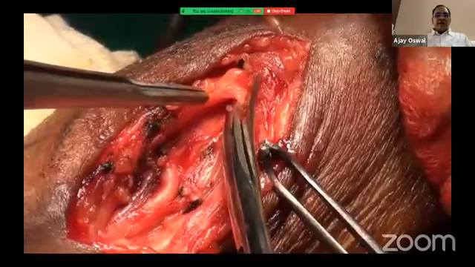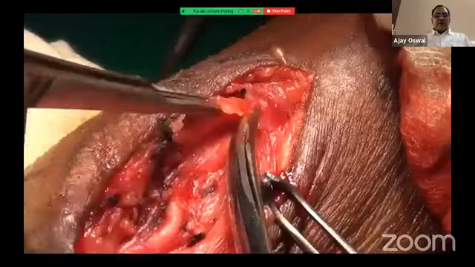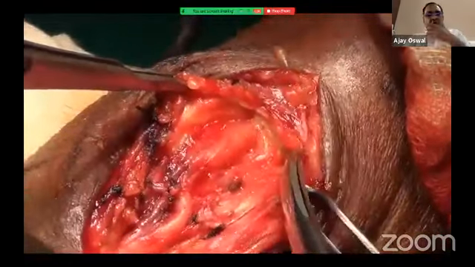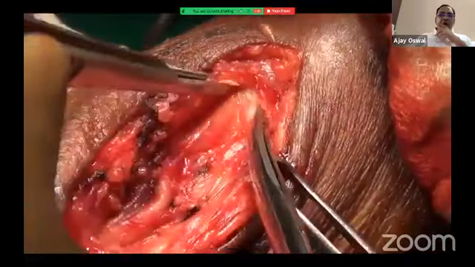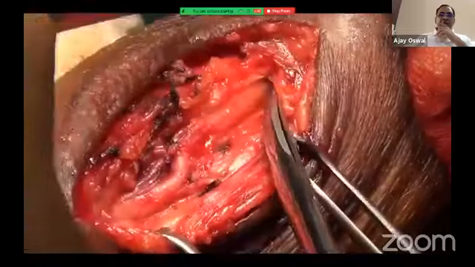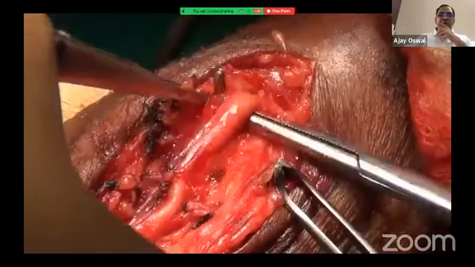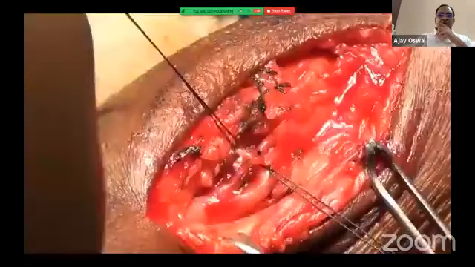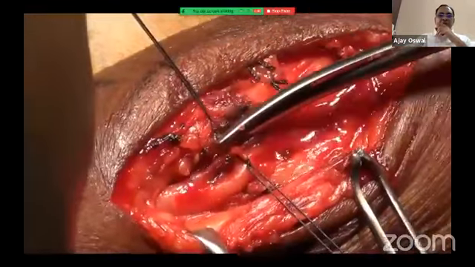The radial artery lies lateral to the flexor carpi radialis tendon. This is the radial artery. One point of technique I want to highlight is never to mobilize the radial artery completely. Just mobilize it enough to apply 2 vascular clamps. Ligate and cut a few side branches of the radial artery.